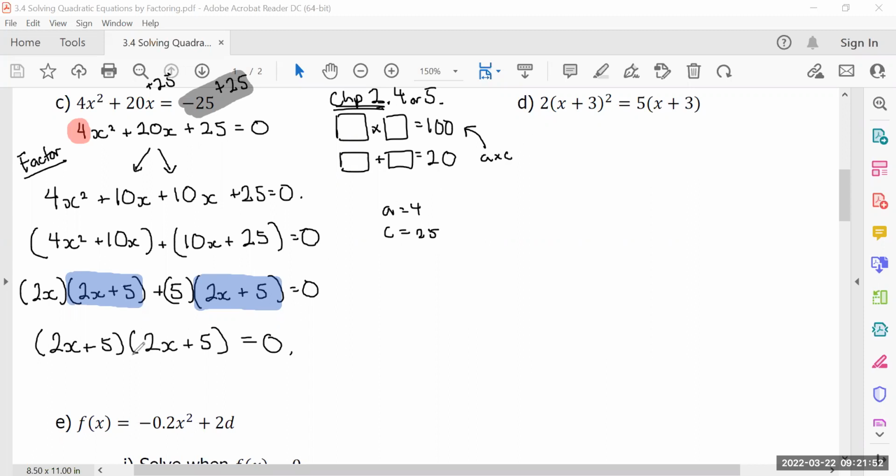So here, because both brackets are exactly the same, I'm only going to do this once. If the bracket 2x plus 5 happens to be 0, that means 2x would be -5. And that means x would be -5 divided by 2. Therefore, x equals -5 over 2. The bottom line: 4x squared plus 20x equals -25. I can make that happen if x equals -5 over 2.